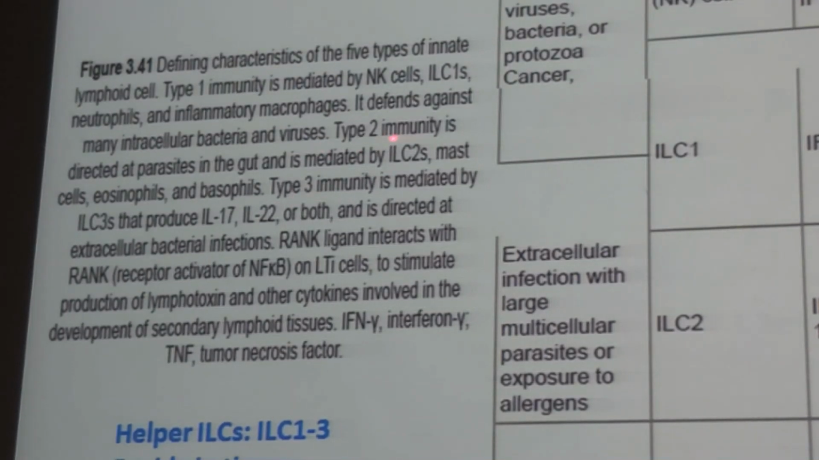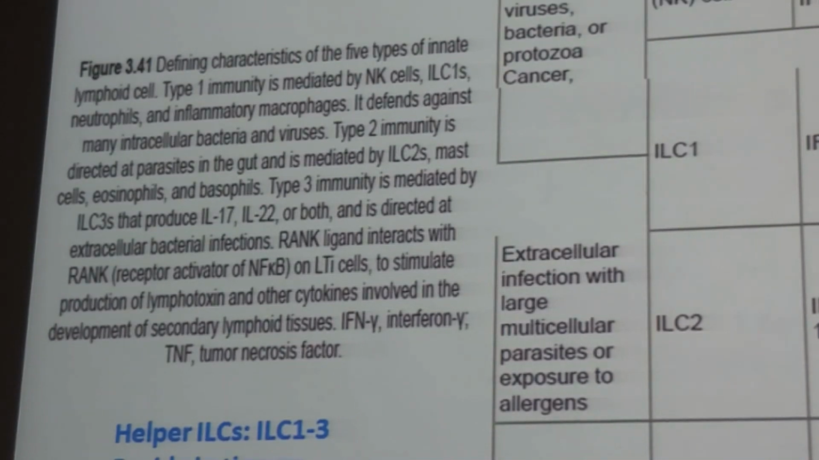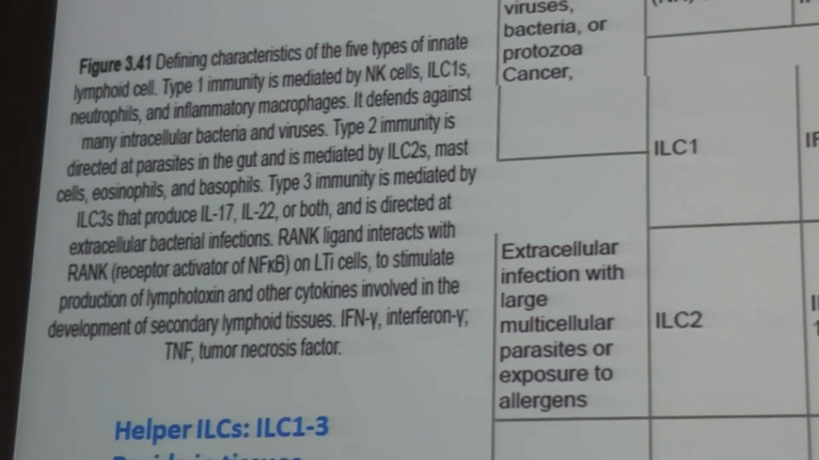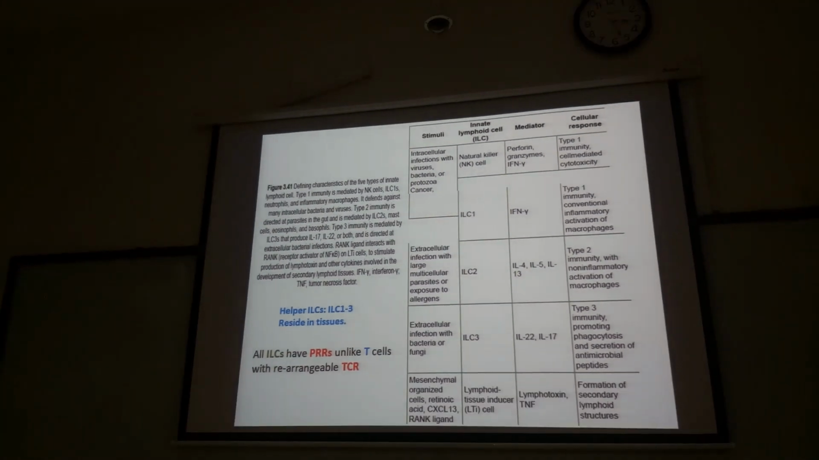And then there is type 2 immunity, which is directed at parasites in the gut and is mediated by ILC2s, these lymphoid cells, as well as the mast cells, eosinophils, and basophils. They are involved in parasitic infections, as well as in allergies or hypersensitivities. So type 3 immunity again is mediated by ILC3, as I told you. So you can just go through this stuff for more detail.